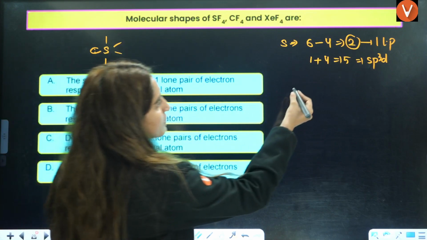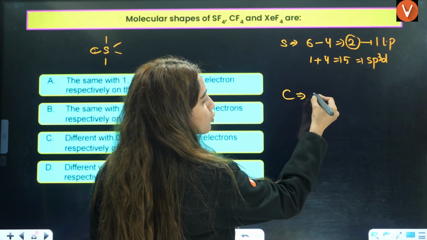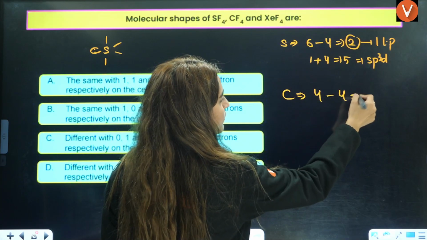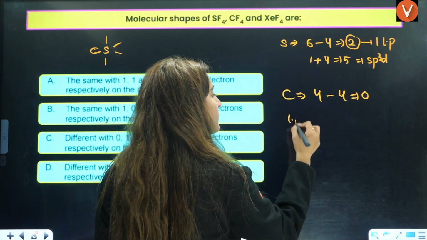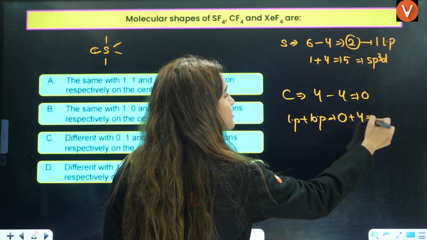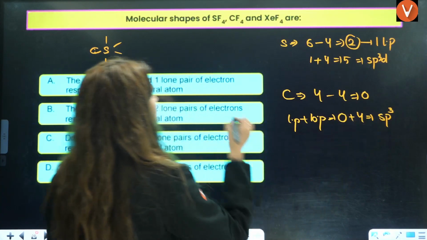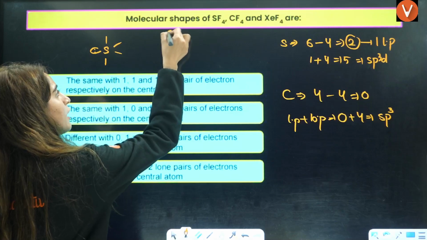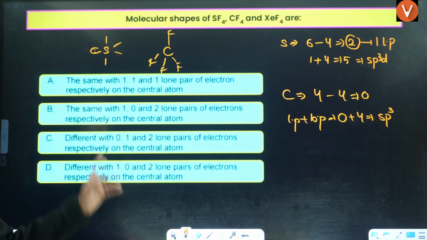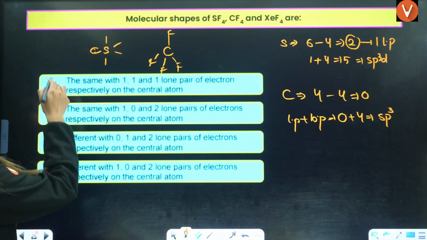CF4, if you see, carbon belongs to group number 14. So it is 4 minus 4 bond pair, it is 0. So lone pair plus bond pair is going to be 0 plus 4, that is sp3, that is tetrahedral. So it is C with F, other F, other F, other F. So it is tetrahedral. So they are going to be different here, right?